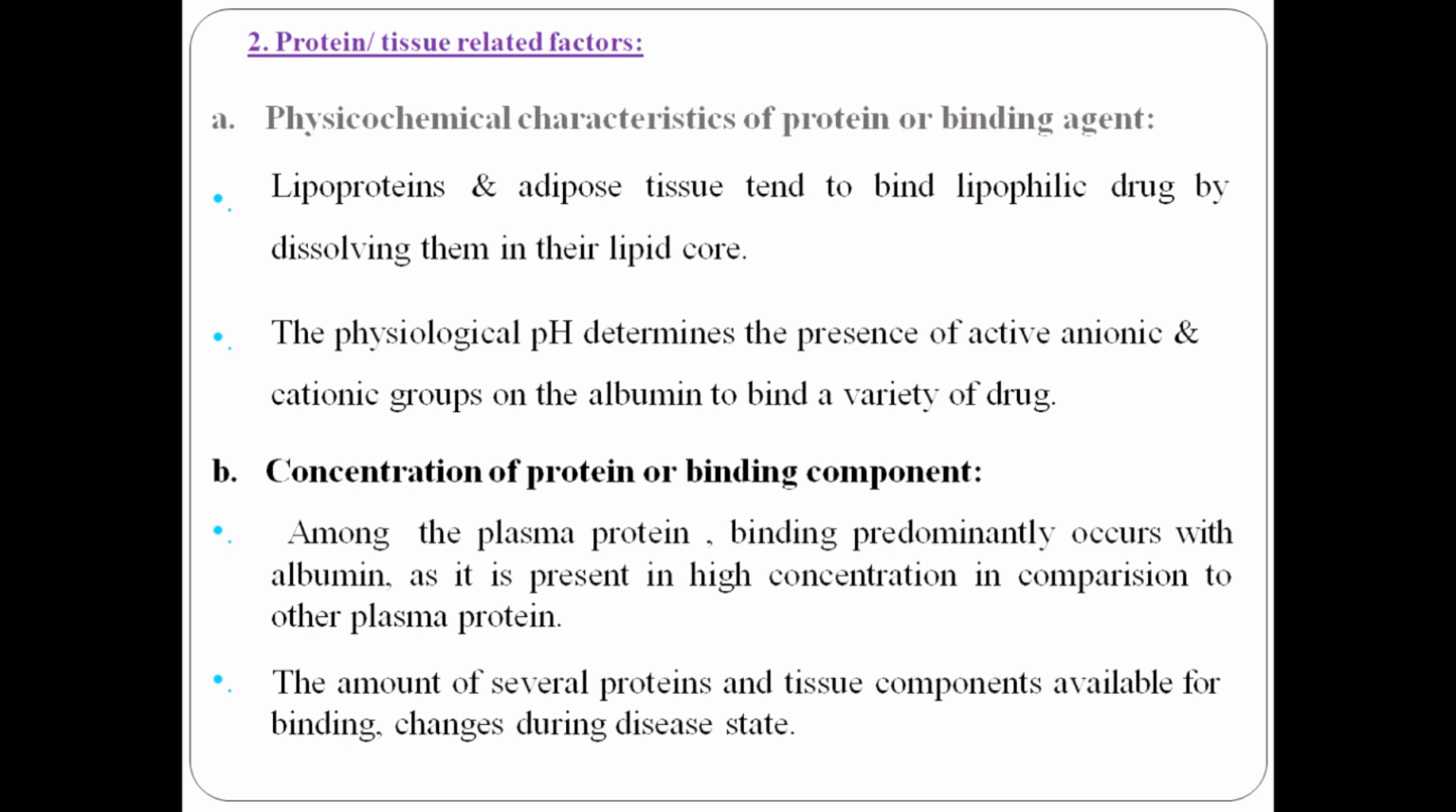Second one is concentration of protein or binding components. Among the plasma proteins, binding predominantly occurs with albumin as it is present in high concentration in comparison to other plasma proteins. So it is a very important factor that the concentration of protein directly affects the binding of drug, because human serum albumin is found in large amount and is the biggest site for drug binding to protein. So if the concentration of protein is lowered, it directly affects the binding of drug with protein.